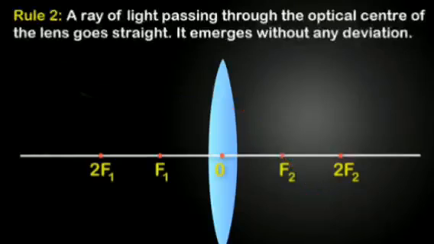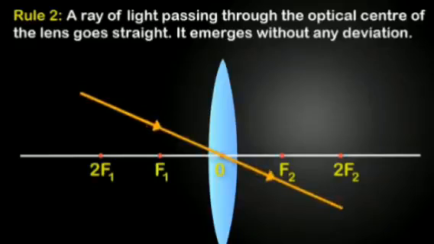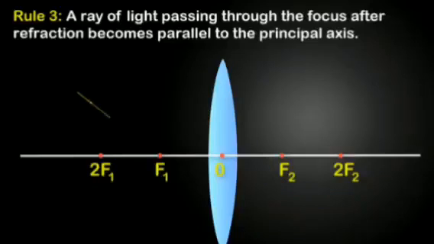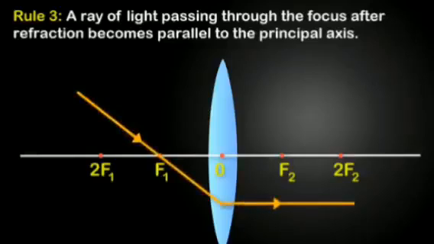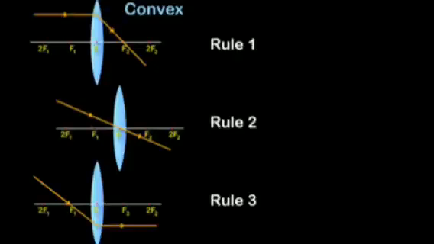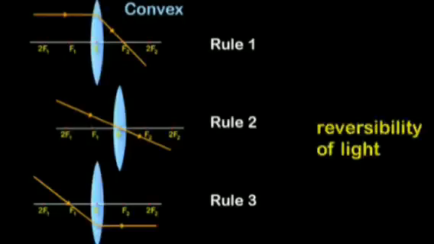Rule 2. A ray of light passing through the optical center of the lens goes straight. It emerges without any deviation. Rule 3. A ray of light passing through the focus after refraction becomes parallel to the principal axis. Let's place the 3 rules that we have learnt for convex lens on our concept board. Can you see that rule 3 is exactly the opposite of rule 1? It's due to reversibility of light.